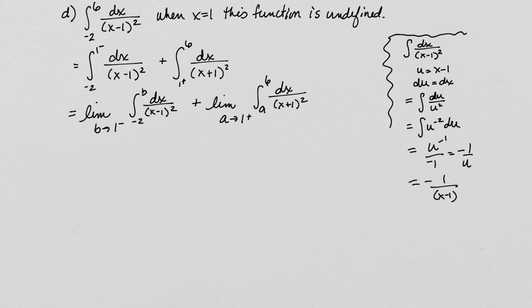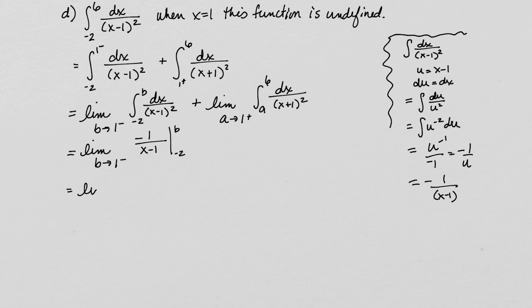So since I potentially need to integrate this 2 times, that's why I come off around the side and do it that first time. So here, let's work on that first limit. We're looking at the limit as b approaches 1 from the left, and now we have minus 1 over x minus 1 evaluated from minus 2 to b.